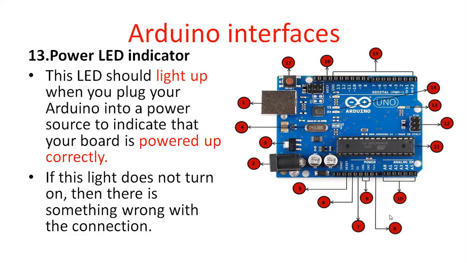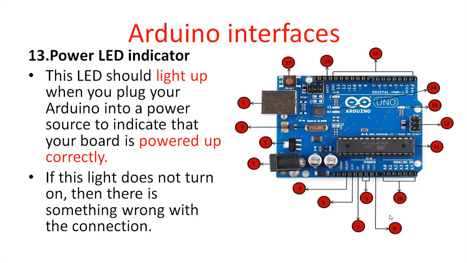That means the LED should light up when you plug your Arduino into the power source, to indicate that your board is powered up correctly. That is the main purpose here. In order to indicate power on your board, you will use an LED. That means it's an indication. If the light does not turn on, then there is something wrong in the connection.